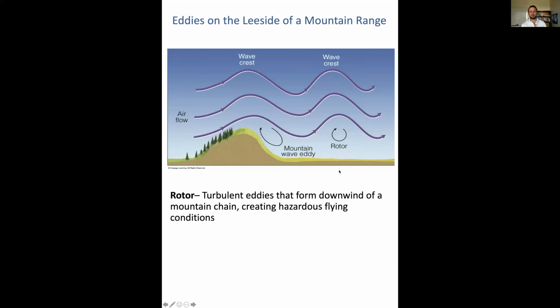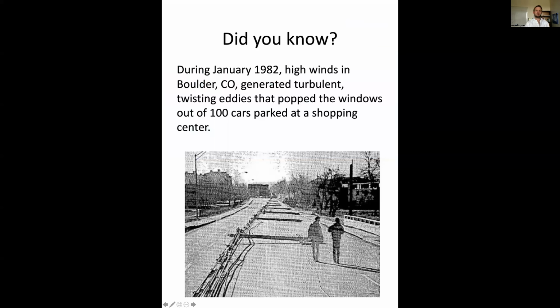And these rotors sometimes can be extremely powerful. So powerful that we get a lot of damage in Boulder, for example. So this is an example of winter 1982, when there was a lot of damage associated to a rotor that was associated to downslope winds. We'll talk about downslope winds in a little bit. And these rotors can be so powerful that they take down power lines.